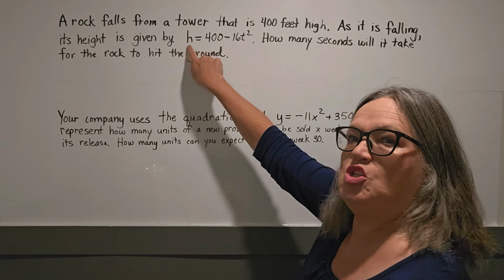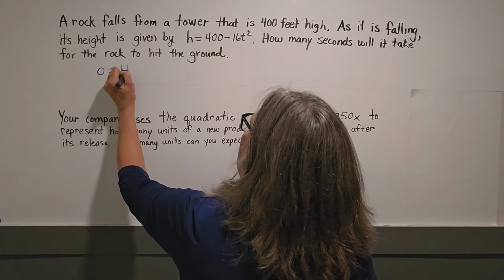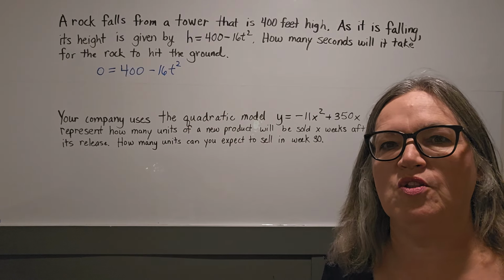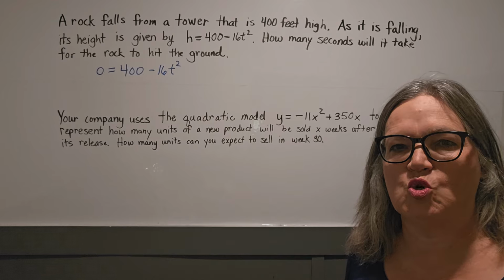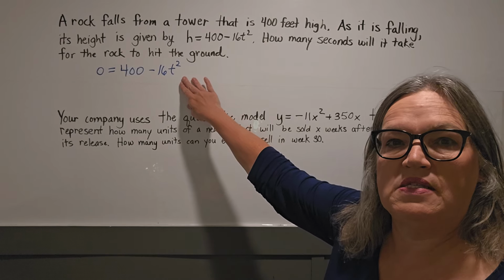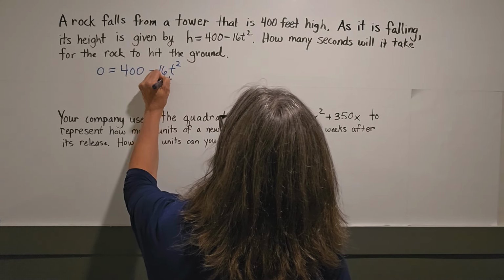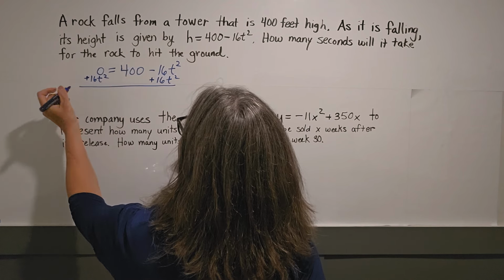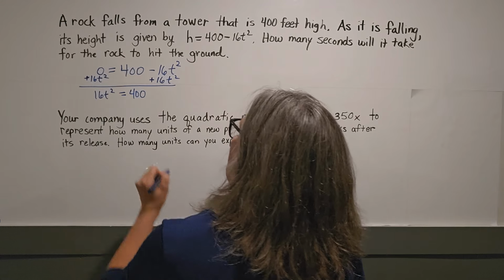So plugging in h equals 0, I get that 0 is equal to 400 minus 16t squared. Now, this particular quadratic equation has no middle term, so that allows me to use the square root property to find the variable. I'm just going to bring the 16t squared to the other side. So I'm going to add 16t squared to both sides, and that is going to give me 16t squared is equal to 400.